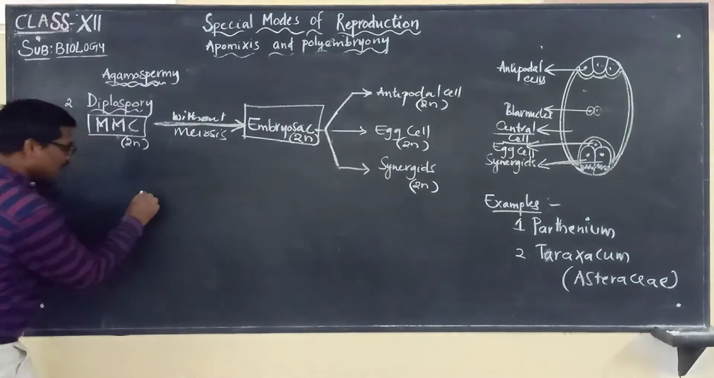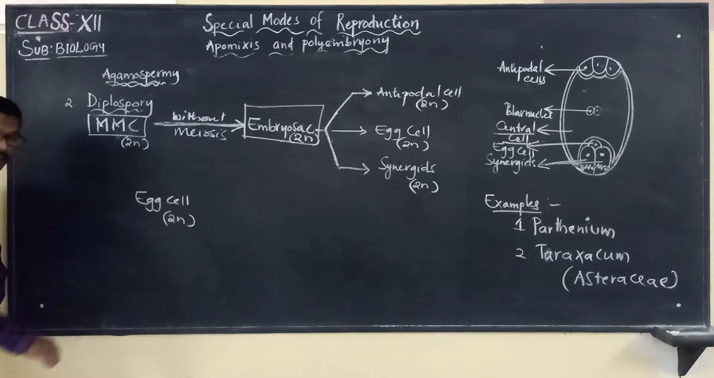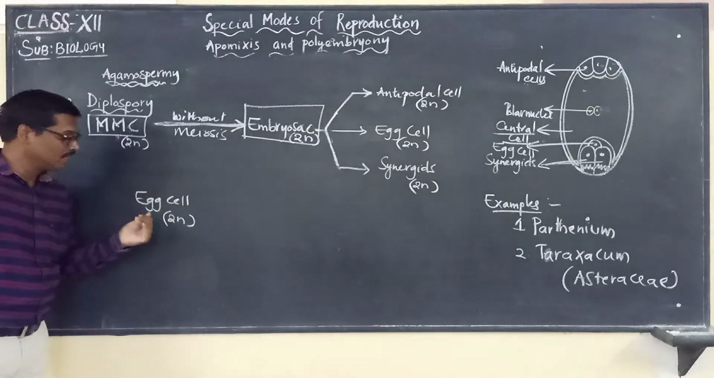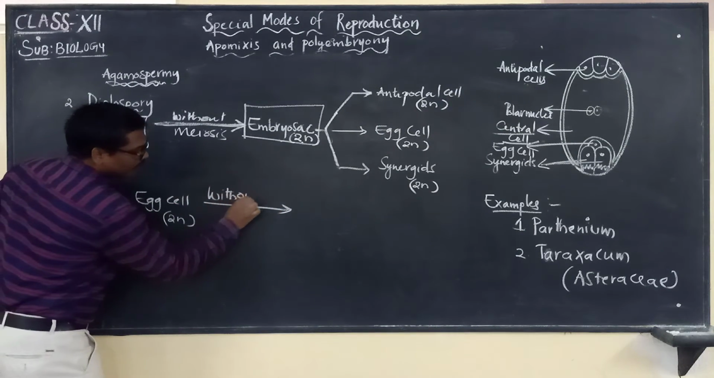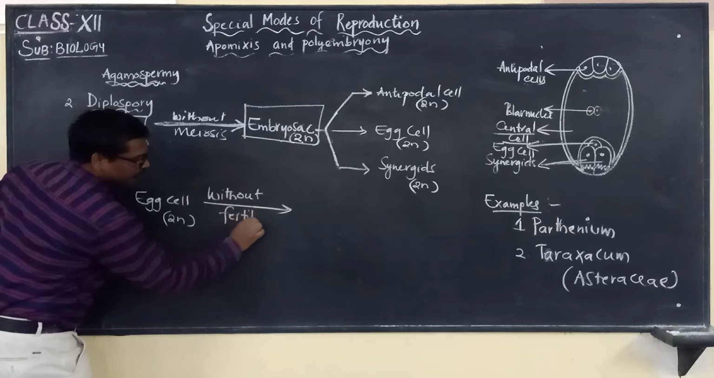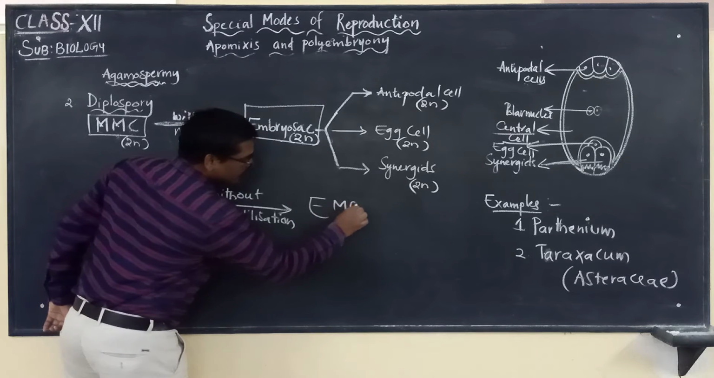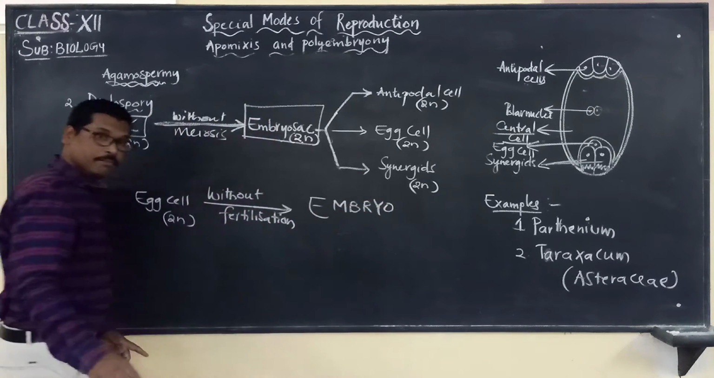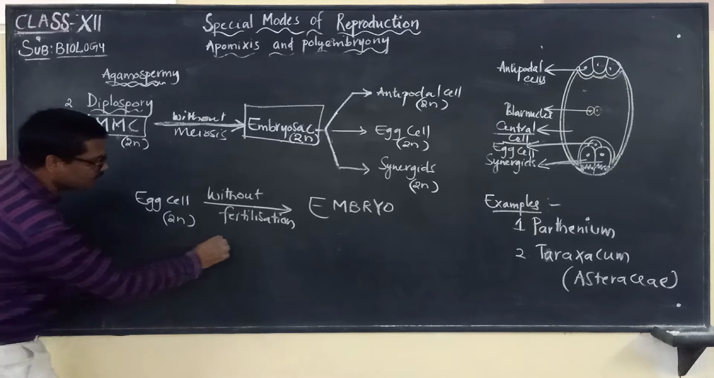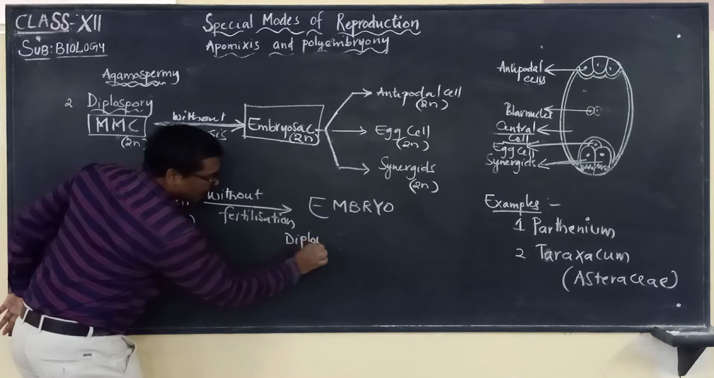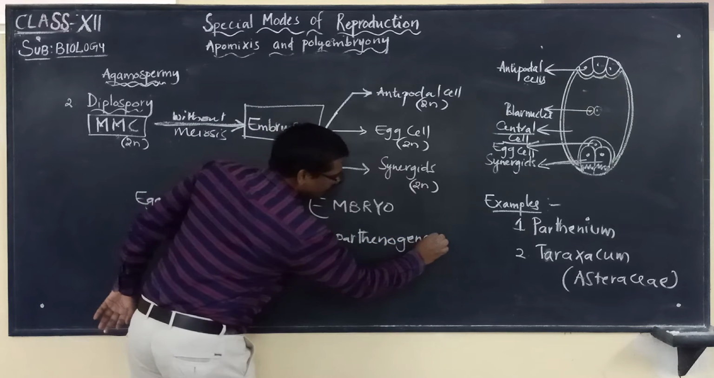So here, whenever the diploid egg cell, please remember this is what? Diploid egg cell. Actually egg will be haploid, but here it is diploid. When the diploid egg cell, without fertilization, is developing into the embryo, we are calling this, which is coming under diplospory, again the same word called as diploid parthenogenesis. We are calling it as diploid parthenogenesis.